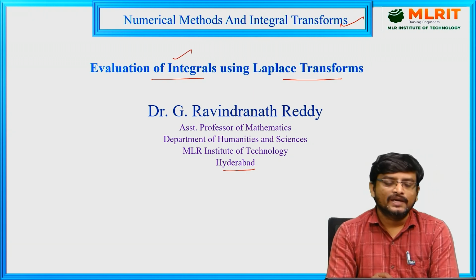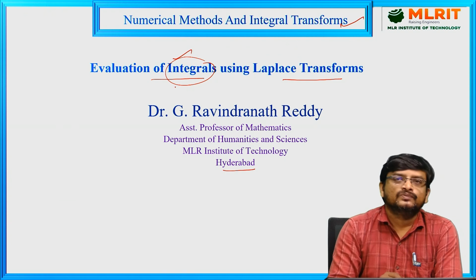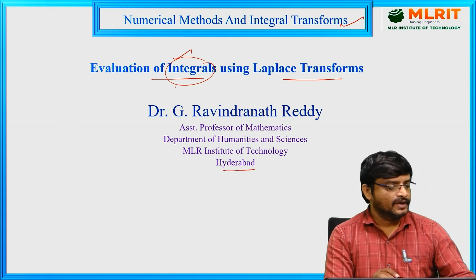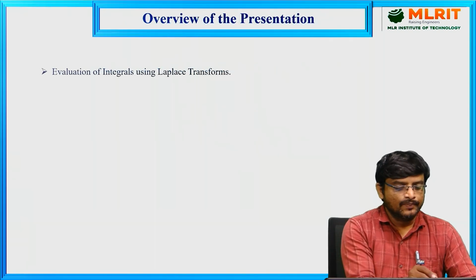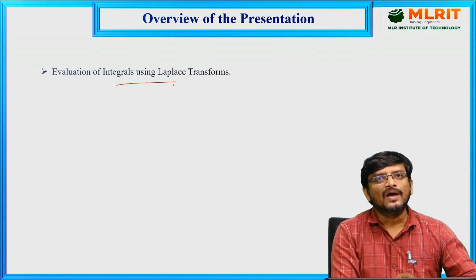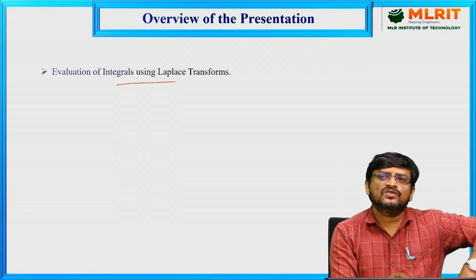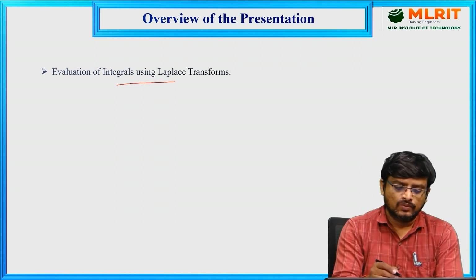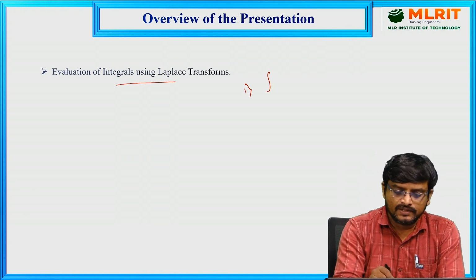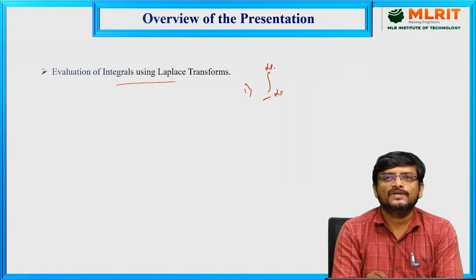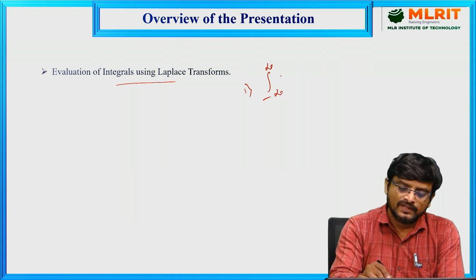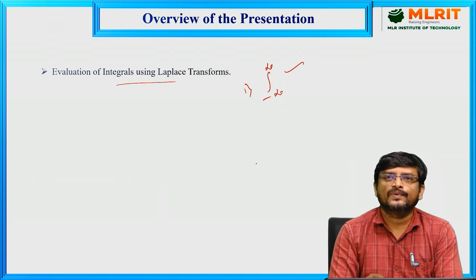Whatever integrals we are going to discuss here are improper integrals. We are going to evaluate those improper integrals with the help of the definition of Laplace transform. We have different kinds of improper integrals. One type is the integral from minus infinity to infinity, where both the lower and upper limits are infinity. This is also one kind of improper integral.